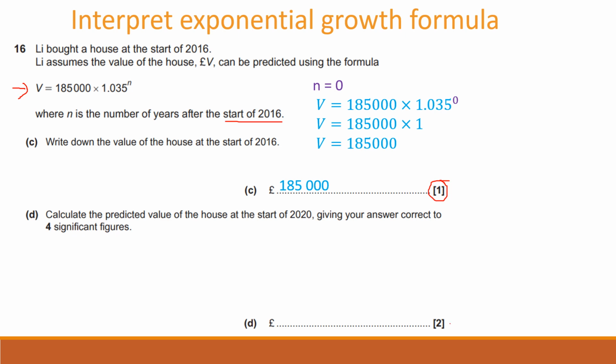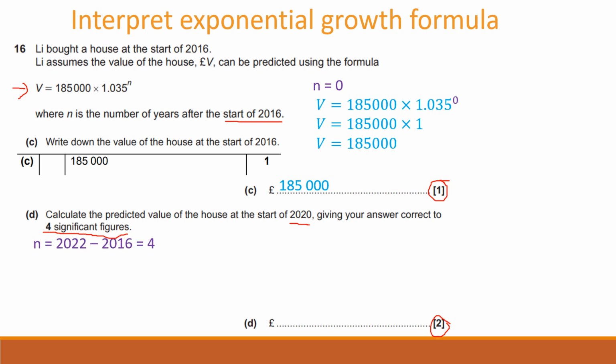Now part D is worth 2 marks. Okay, so we've got to do a little bit of working out on this one. So we've got to calculate the predicted value of the house at the start of 2020, giving your answer to 4 significant figures, and they've highlighted that number 4 just in case you haven't read the question carefully, and you'll see why that's important in a minute.